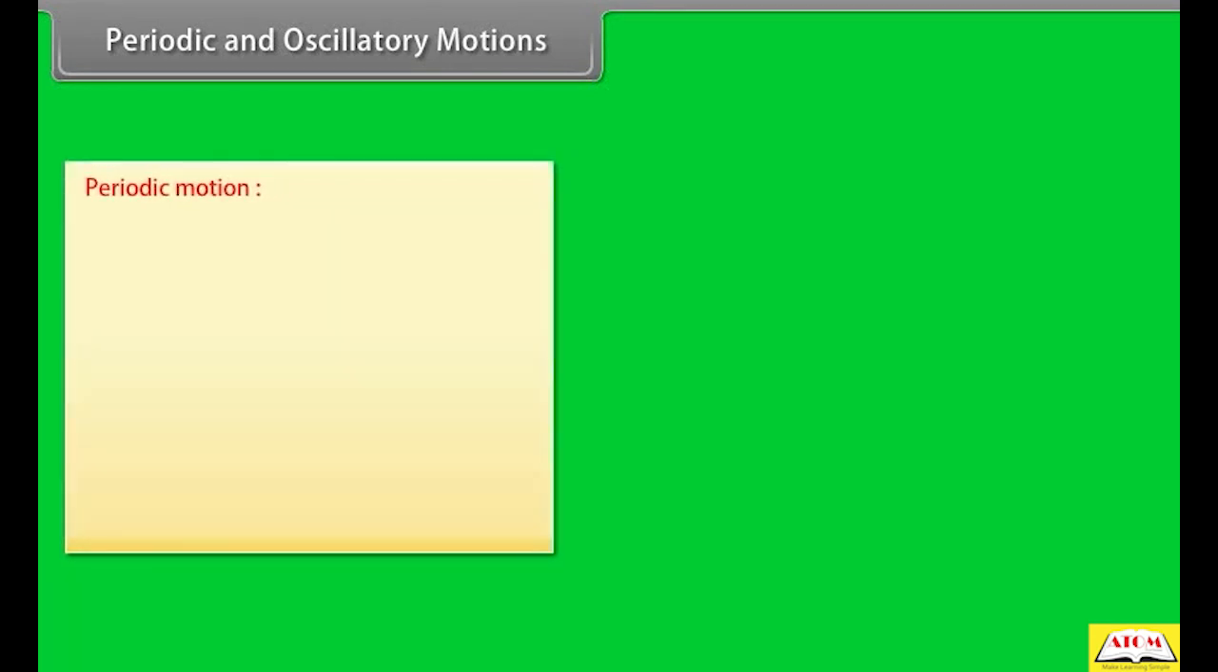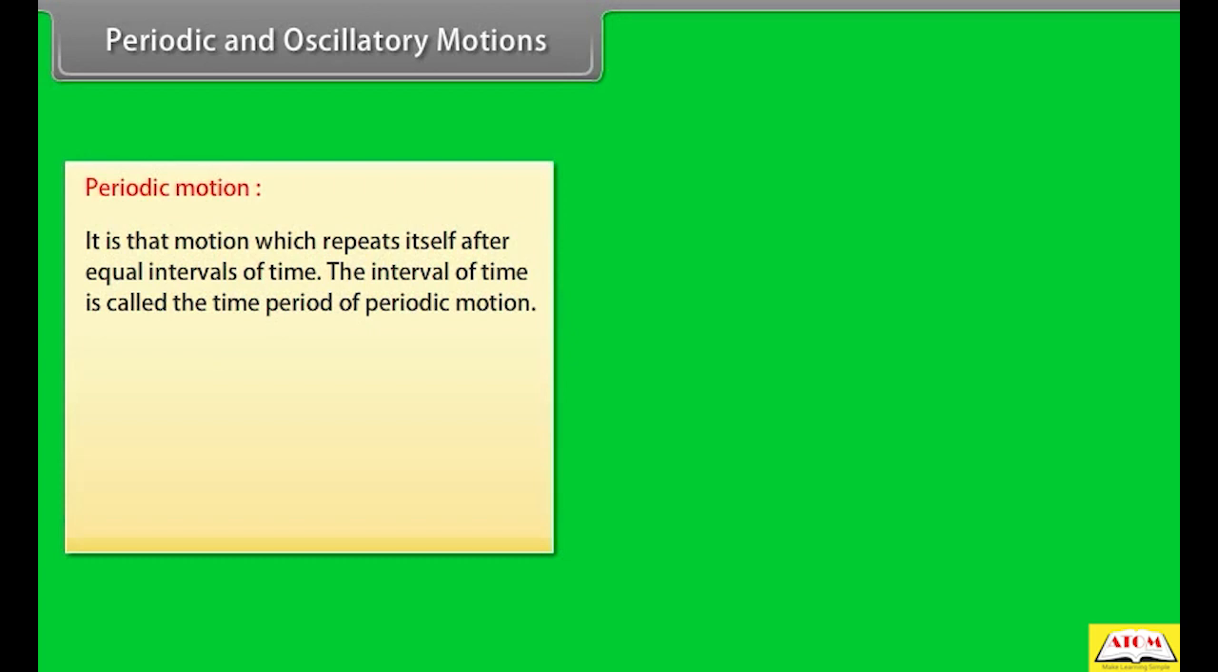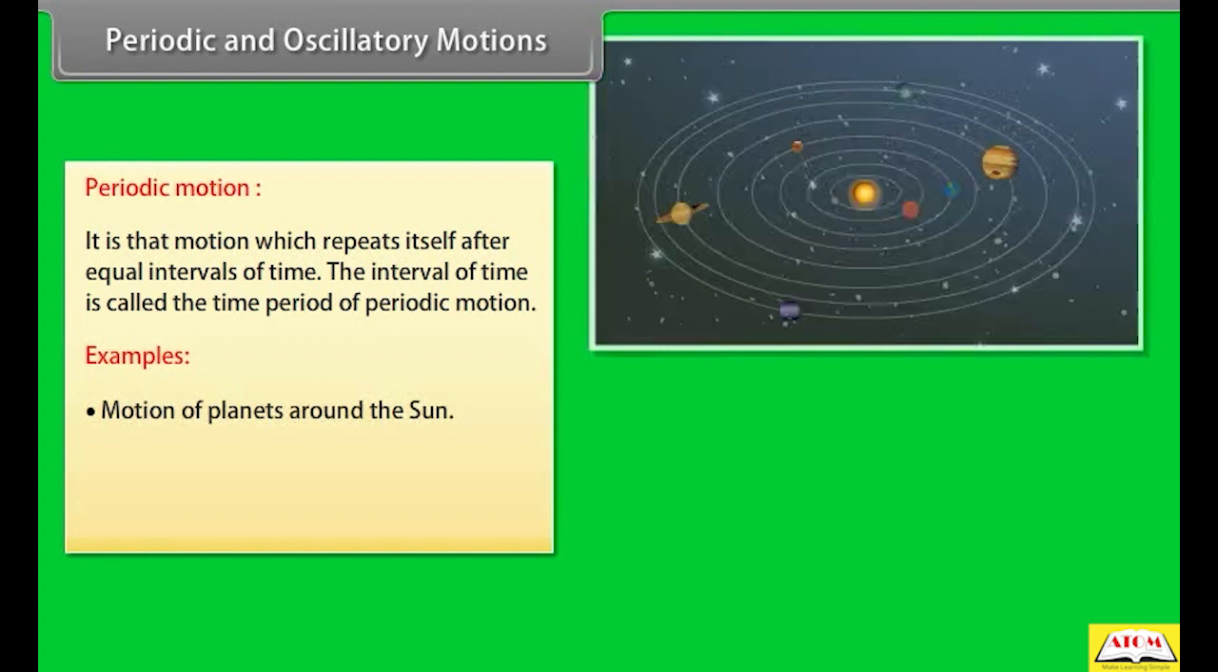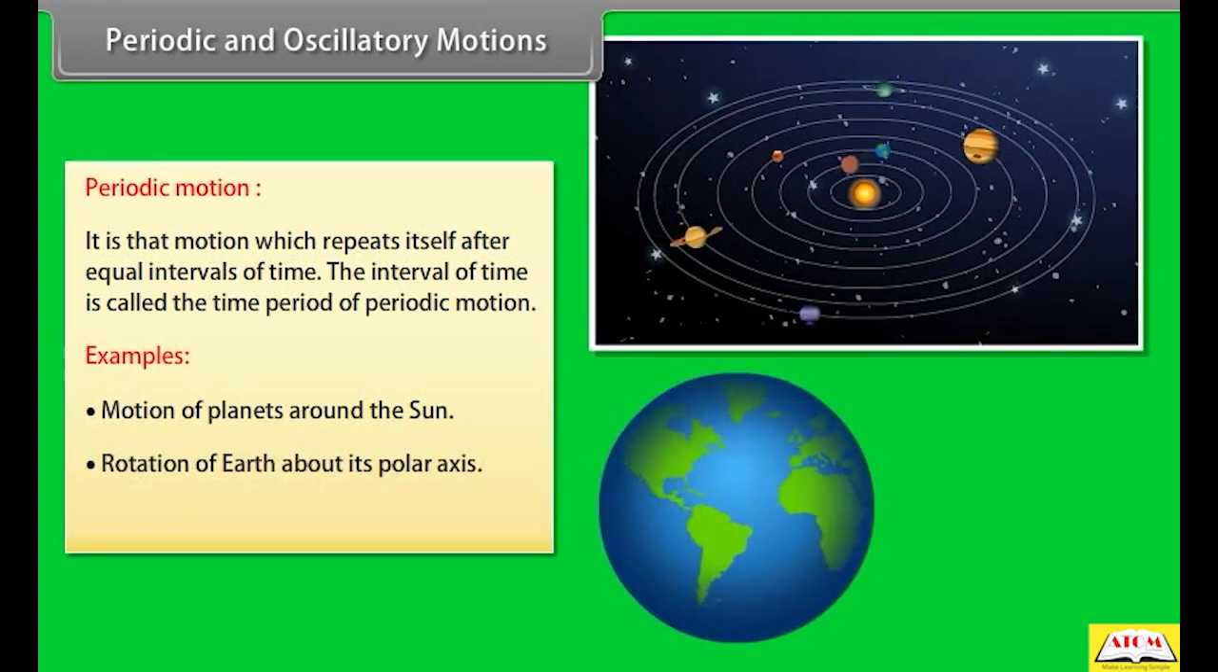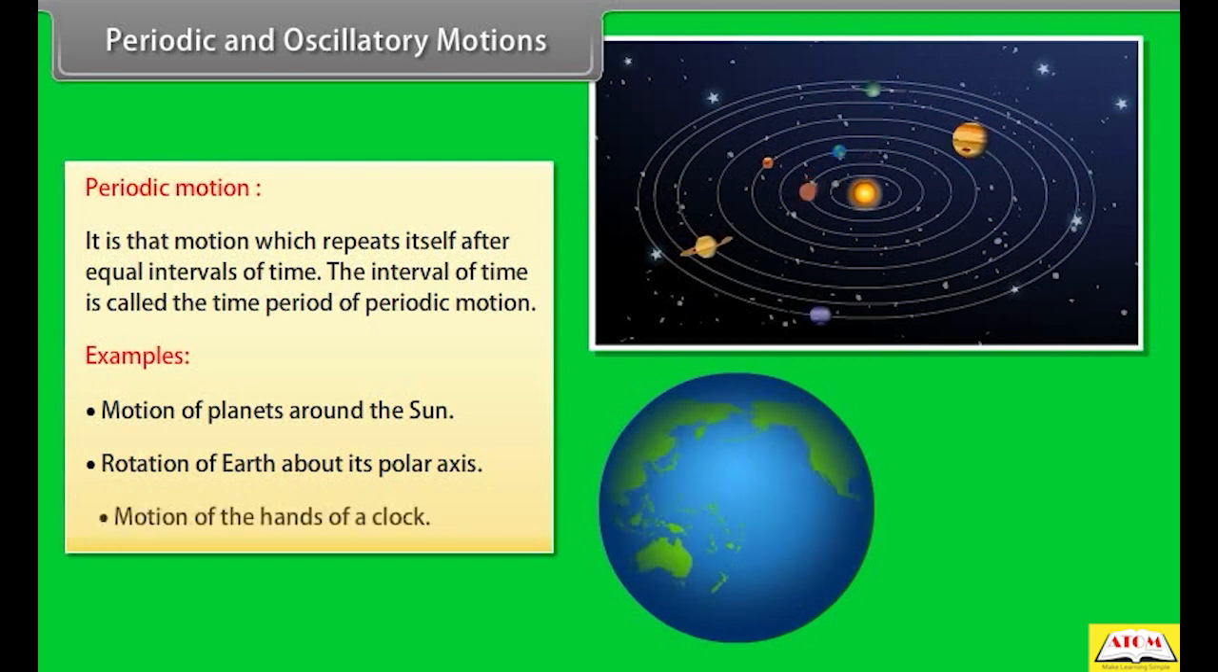Periodic and oscillatory motions. Periodic motion. It is that motion which repeats itself after equal intervals of time. The interval of time is called the time period of periodic motion. Some examples are motions of planets around the Sun, rotation of Earth about its polar axis, motion of the hands of a clock. Oscillatory motion.